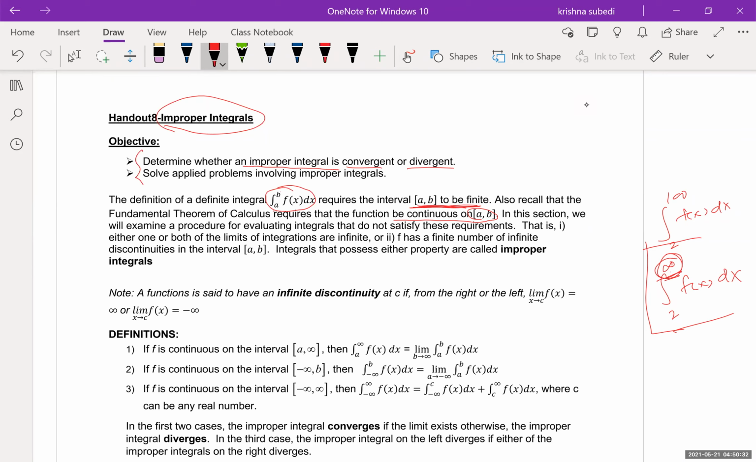An improper integral is something like this: when the limit involves infinity, then this is one type of improper integral. So we'll focus our attention on this type only.